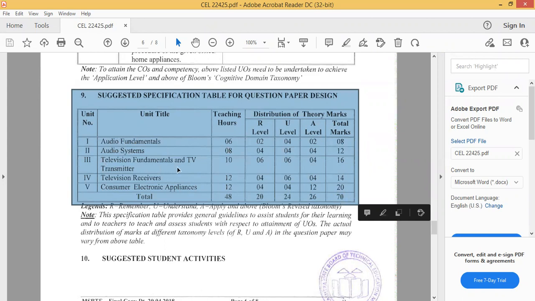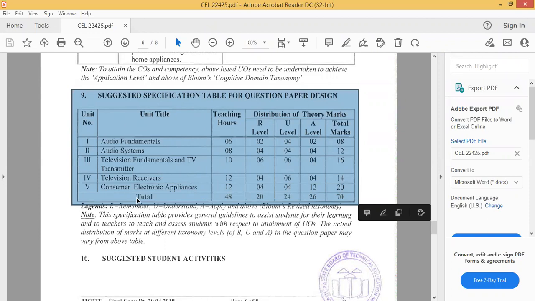Then third is television fundamentals and TV transmitter. So what are the TV parameters? The video signal parameters are there. Basic video parameter signal. It is for 16 marks. So it is again a huge unit. And television receivers, the CRT TV, LED LCD panel TV, the block diagrams of television receivers, transmitters, all these things you will learn in unit number 4, and it is for 14 marks.